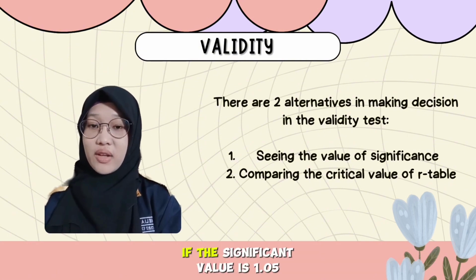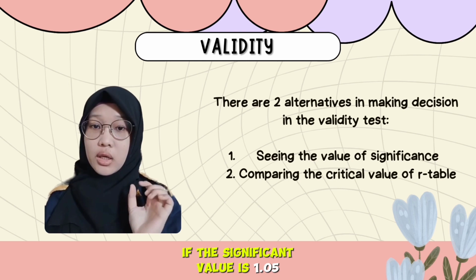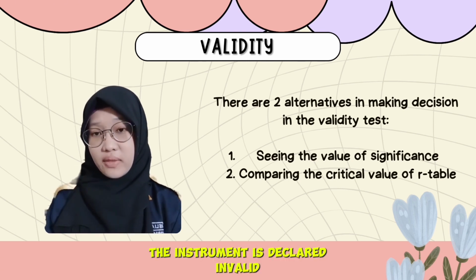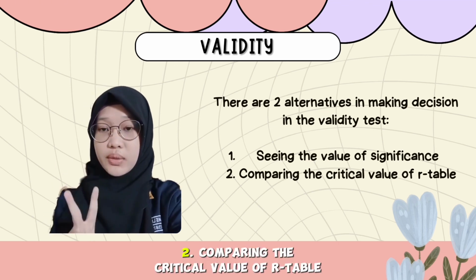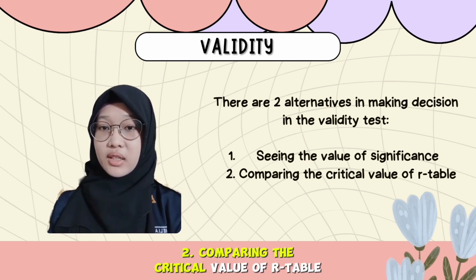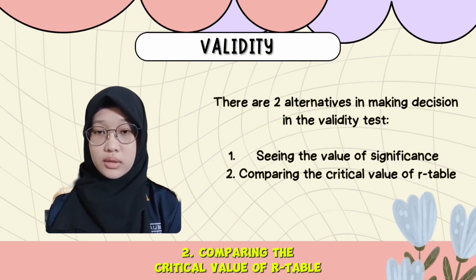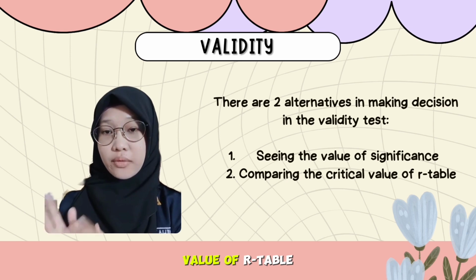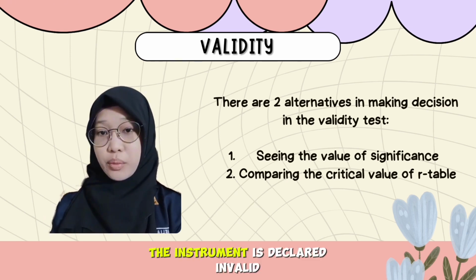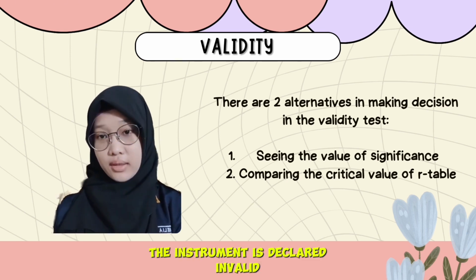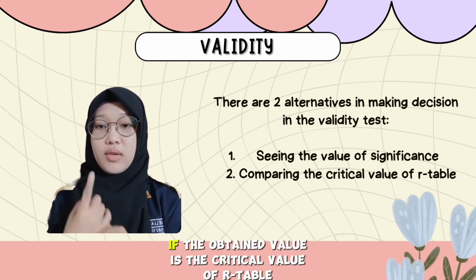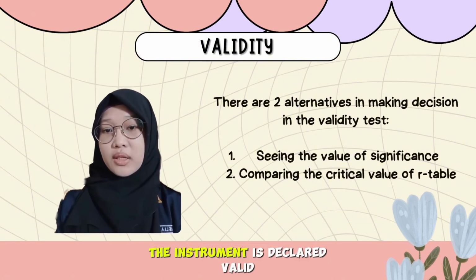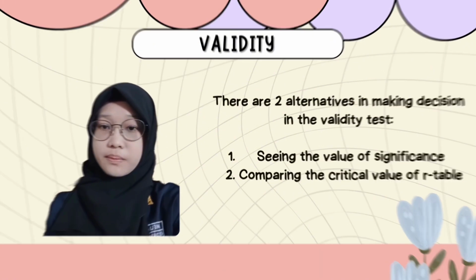B. If the significance value is above 0.05, the instrument is declared invalid. Two, comparing the critical value of R table. A. If the obtained value is under the critical value of R table, the instrument is declared invalid. B. If the obtained value is above the critical value of R table, the instrument is declared valid.